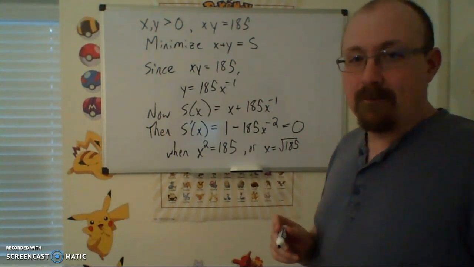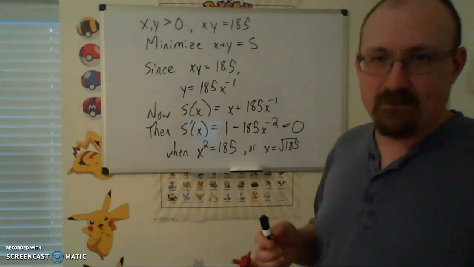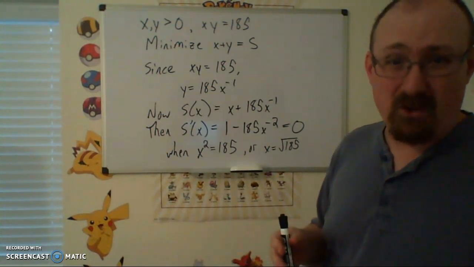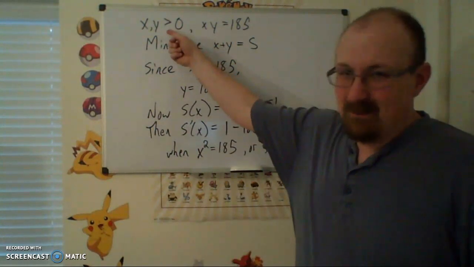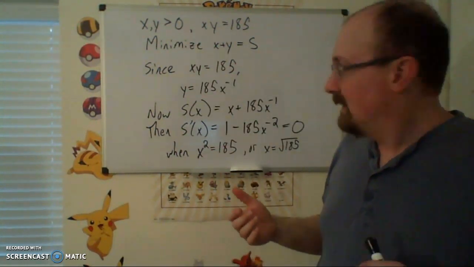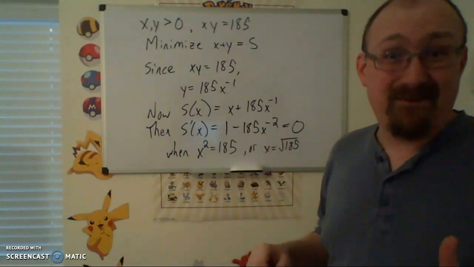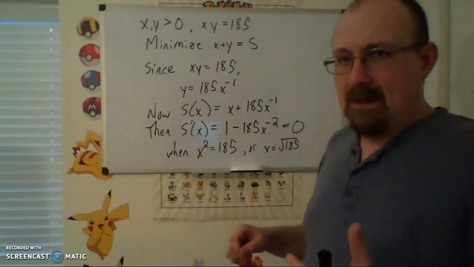So x equals the square root of 185. Again, technically, when we take a square root, we've got a plus or minus thing going on here, but we've got to be positive so we can safely ignore the negative root. So, as it turns out, we've only got this one candidate. Now, it's important, though, to verify that this is, in fact, giving us a minimum.